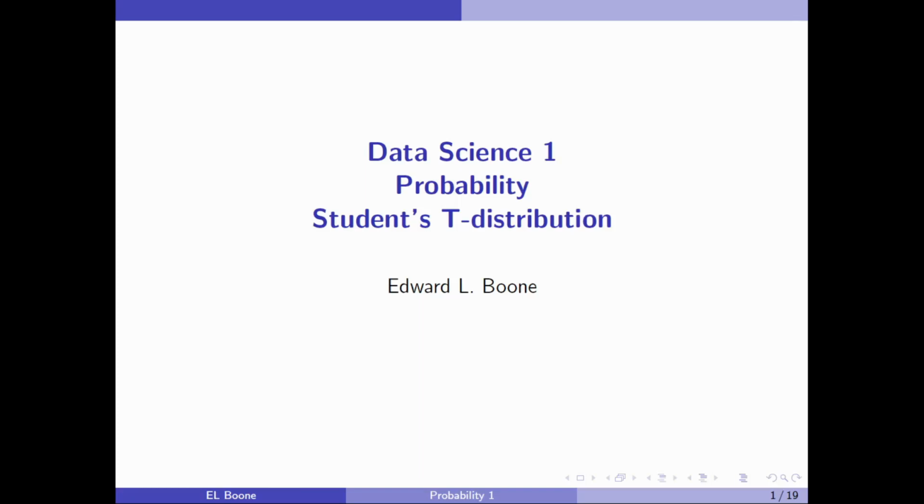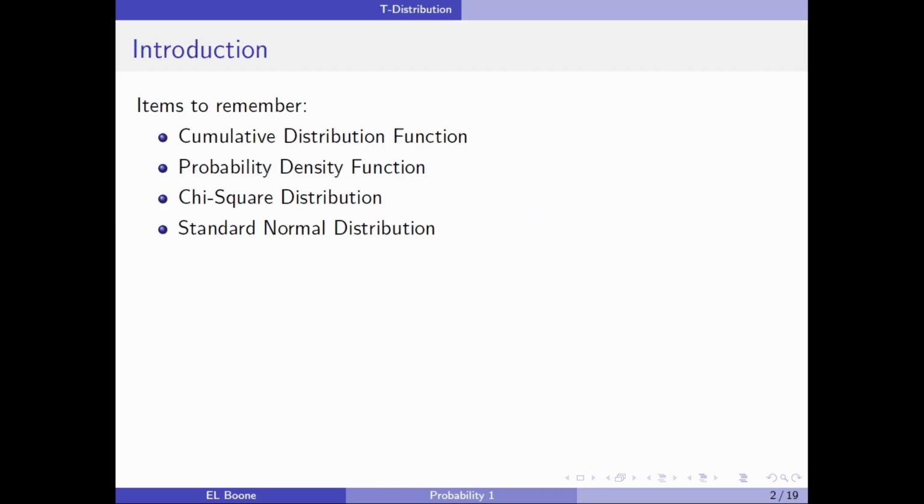Welcome to Data Science 1, Probability, Students' T-Distribution. Things we're going to need to remember: we're going to need to know about the cumulative distribution function, the probability density function, the chi-square distribution, and the standard normal distribution. And as we move along through these videos, you'll see that as we get deeper and deeper, things rely on items that we've learned before.